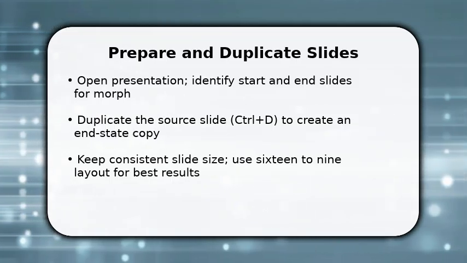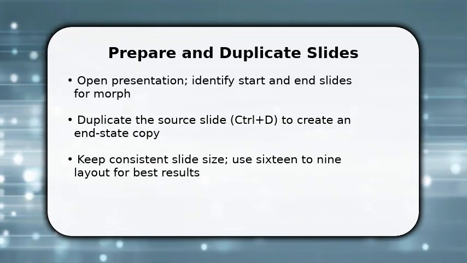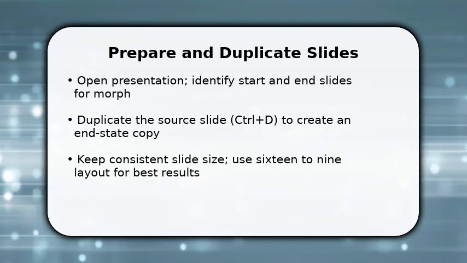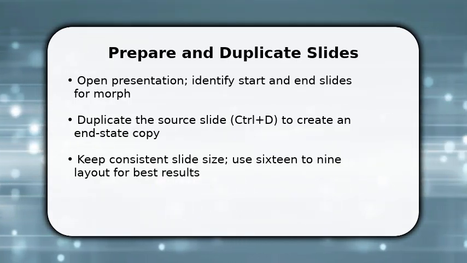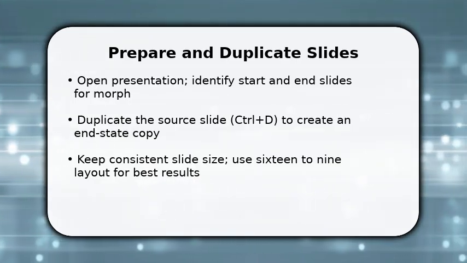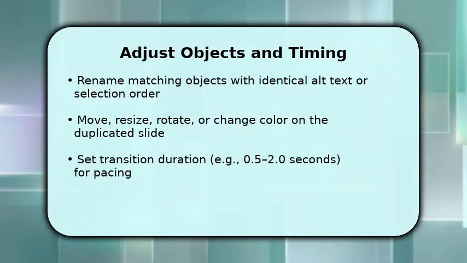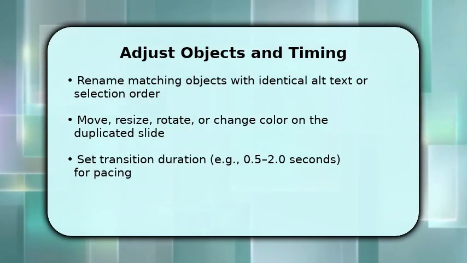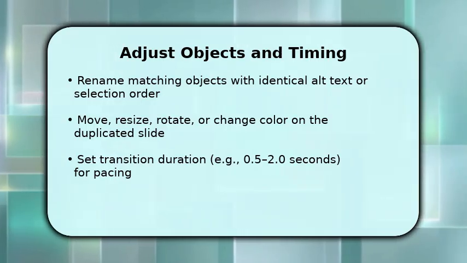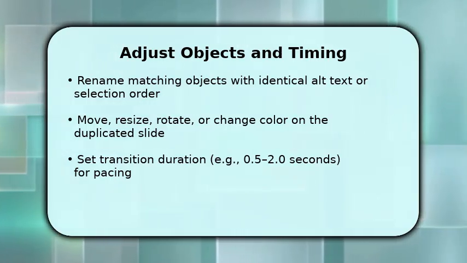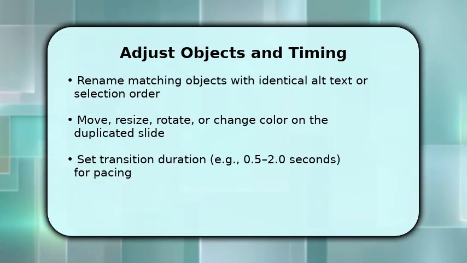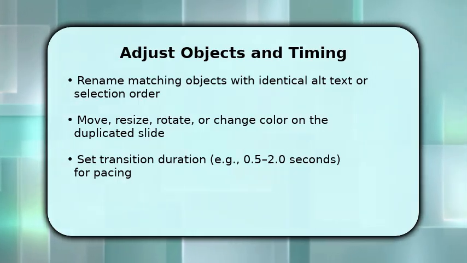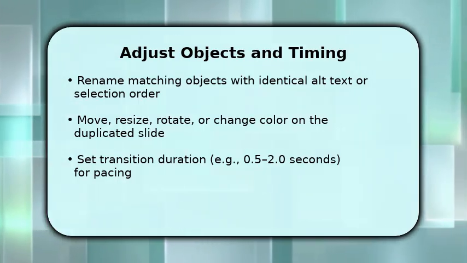You do this because Morph detects changes across slides and interpolates motion, so consistent layout and clean duplicates create smooth, predictable transitions. Next, you control what morphs by aligning object identity and changing properties on the duplicate. Rename or ensure matching alt text so PowerPoint maps objects correctly. Then move, scale, or recolor elements to define the start and end states.